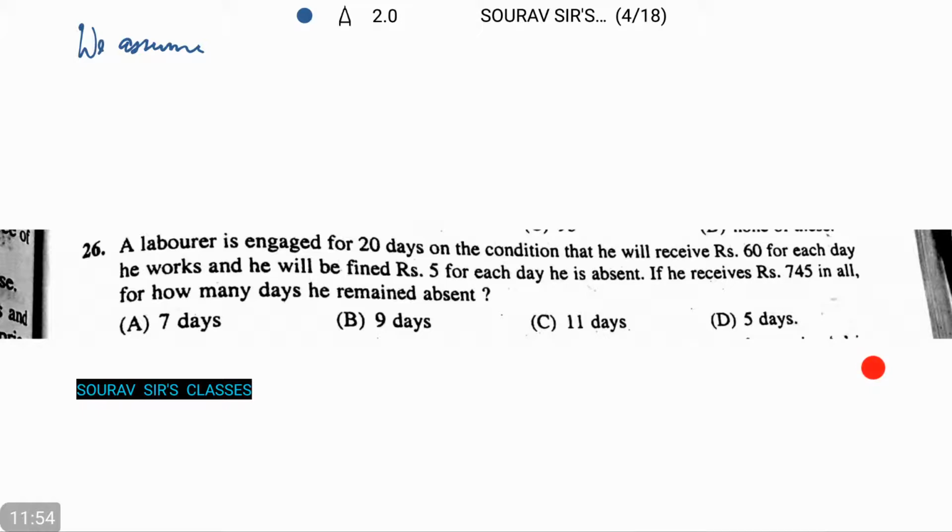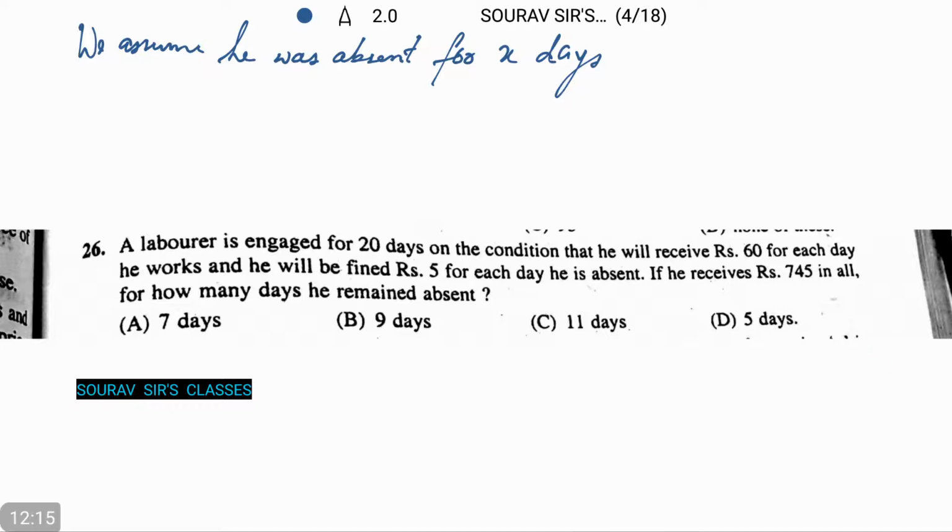We assume he remained absent for X number of days. He was absent for X days. Fine.